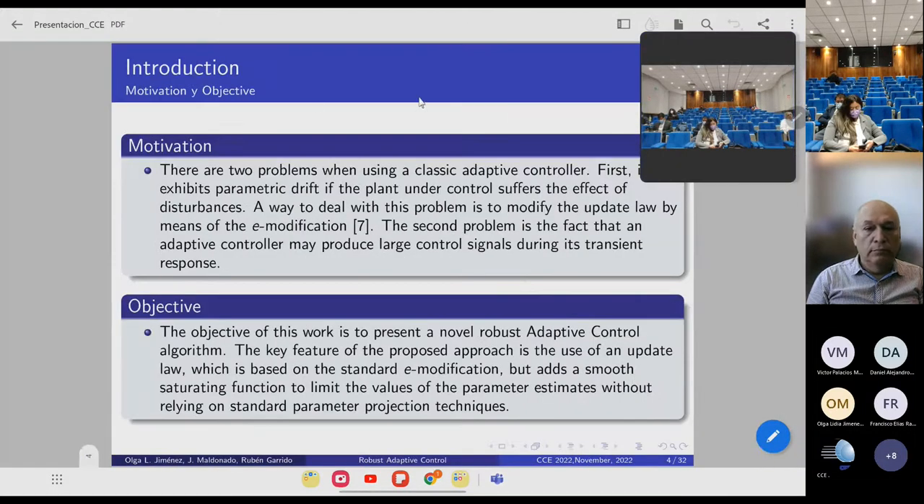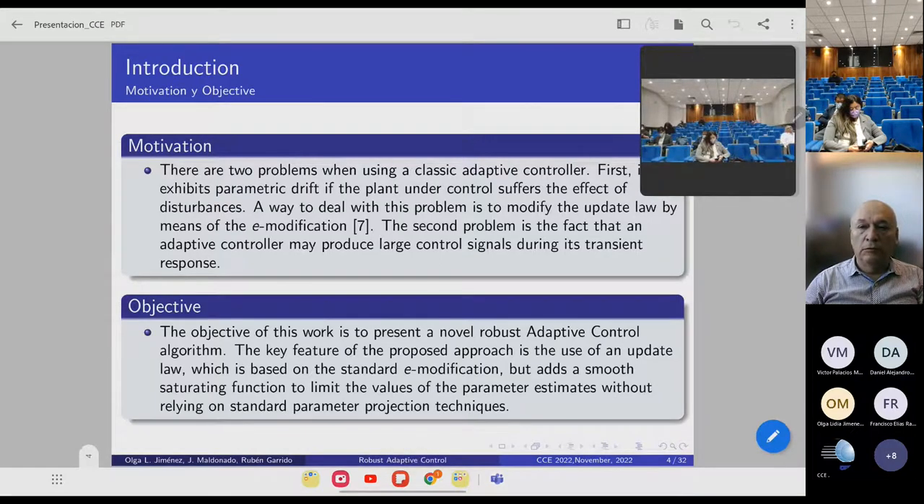The motivation of this paper is the problem when using a classic adaptive controller. First, it exhibits parametric drift if the plant under control suffers the effect of disturbances. The way we deal with this problem is using an update law called e-modification. The second problem is that an adaptive control may produce large control signals during its transient response.